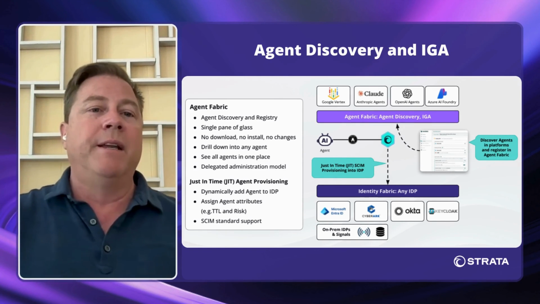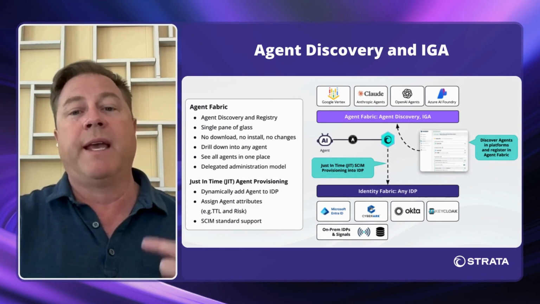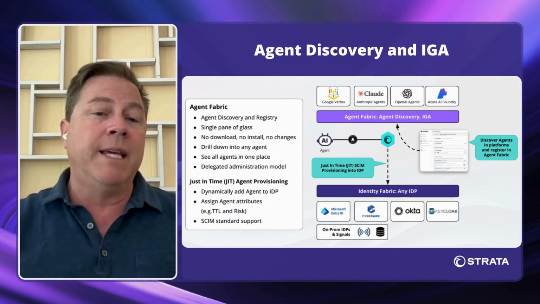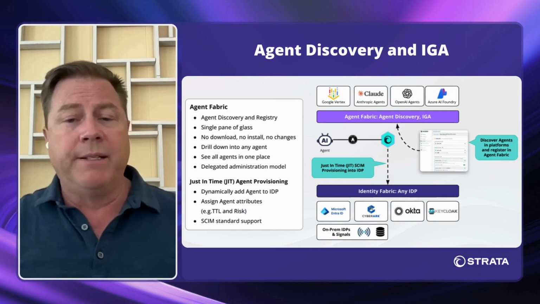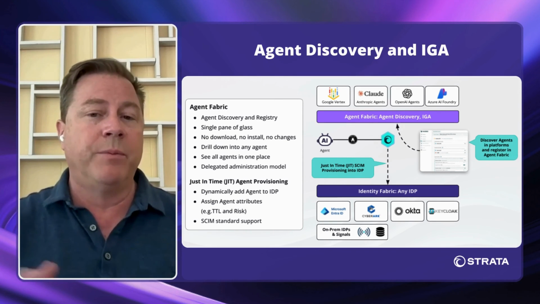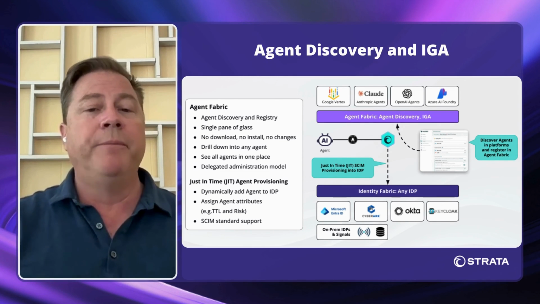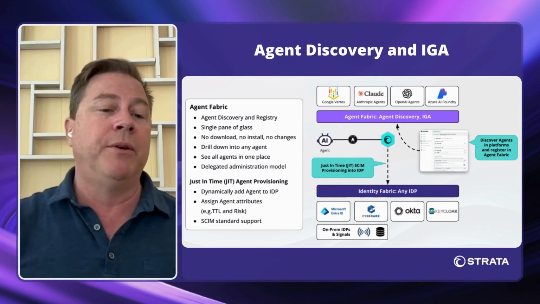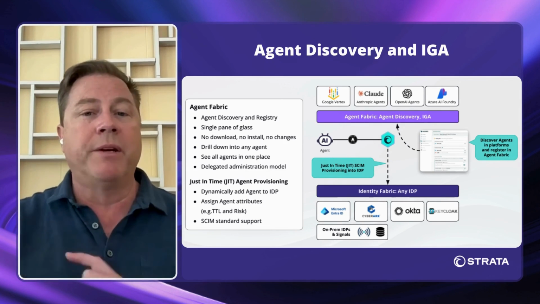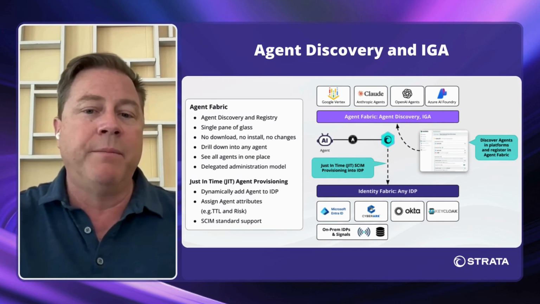And then on the other side of the IGA is the account provisioning. Maverics uses SCIM to do that just in time. You can also write directly to the API, so you don't have to use SCIM, but for most use cases, it's probably the right way to go. By using that, you can send it to any of the IDPs in your identity fabric. So two parts: discovery and just-in-time provisioning.